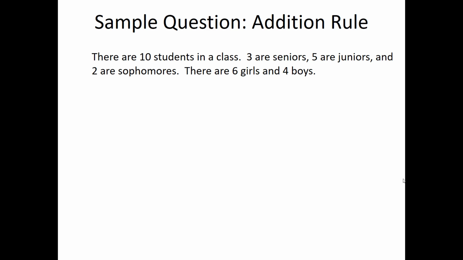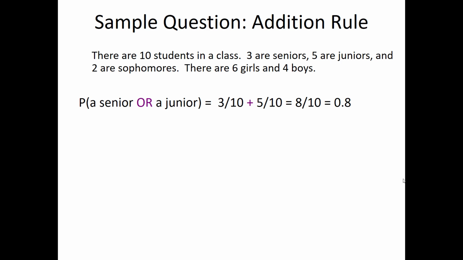So here's a sample question with the addition rule. Suppose we have 10 students in a class. 3 are seniors, 5 are juniors, and 2 are sophomores. There are 6 girls and 4 boys. What's the probability of being a senior or a junior? Well, as we talked about previously, using the addition rule, that would be the probability of being a senior plus the probability of being a junior.